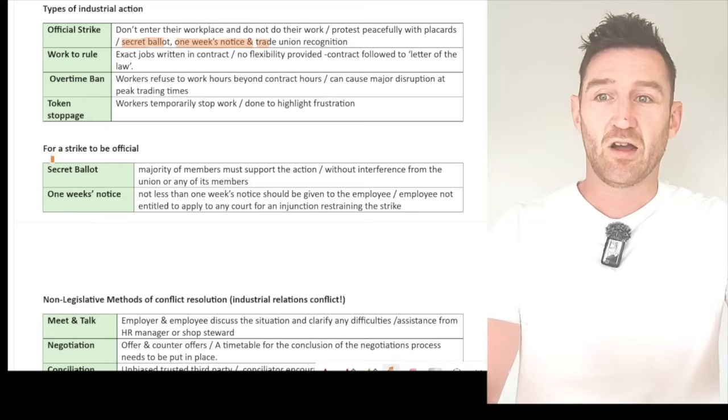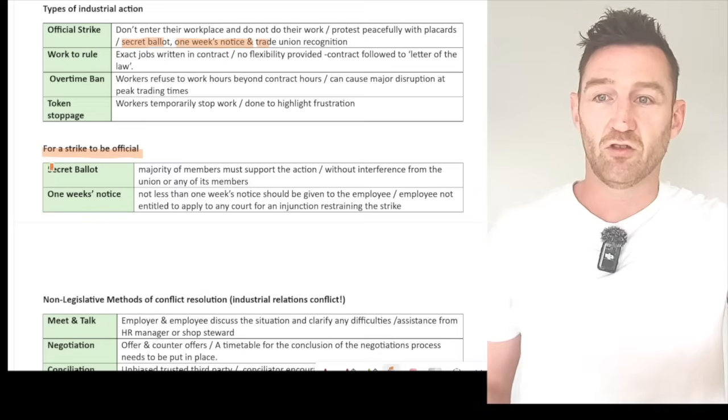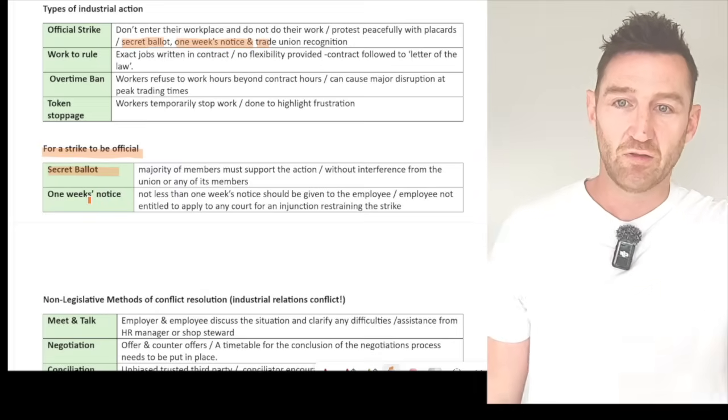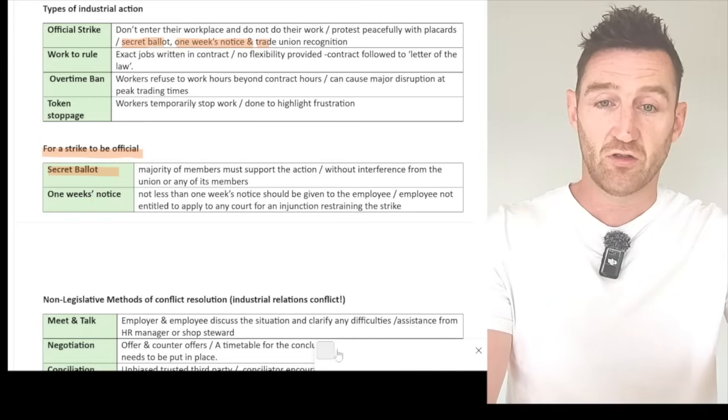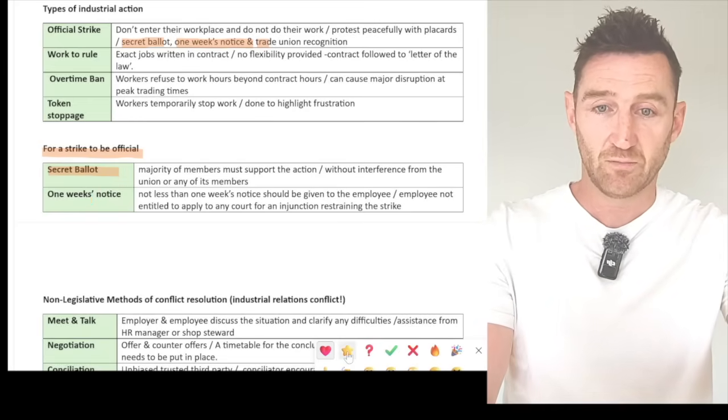Sorry, there it is there. I've laid it out there. For a strike to be official, you've got to have a secret ballot, and 1 week's notice has to be given, so it's all there. But put an asterisk beside that. It's great knowledge. It's going to cover you for 3 separate exam questions.